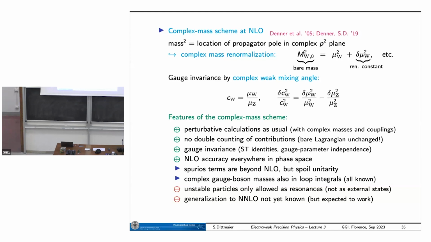This just becomes complex. So what are the benefits in green here? Well, this is just the normal machinery you do. So perturbative calculations work as usual.